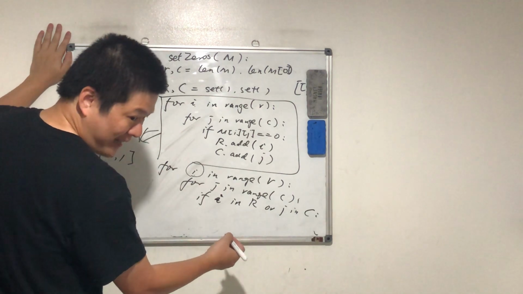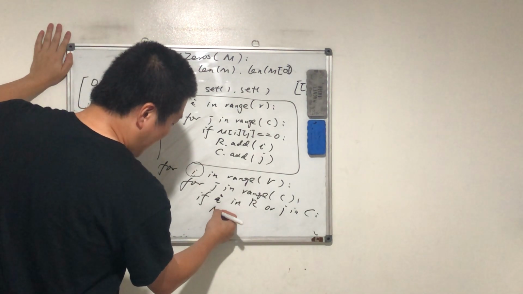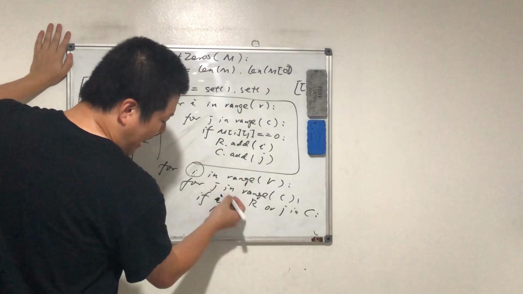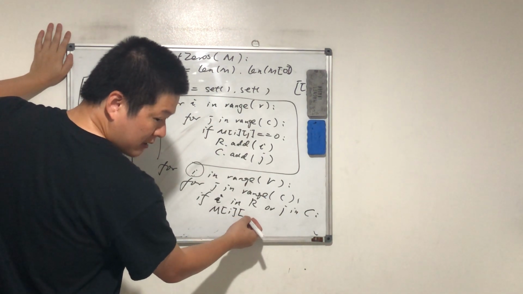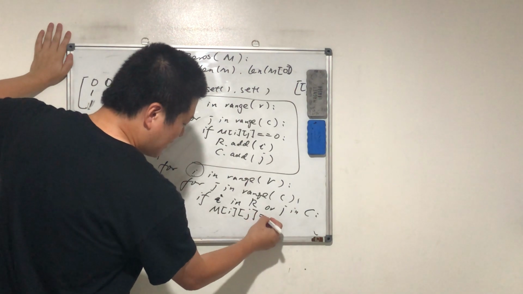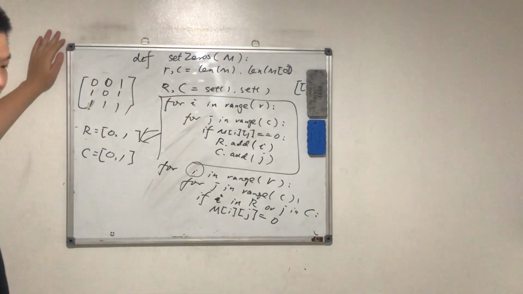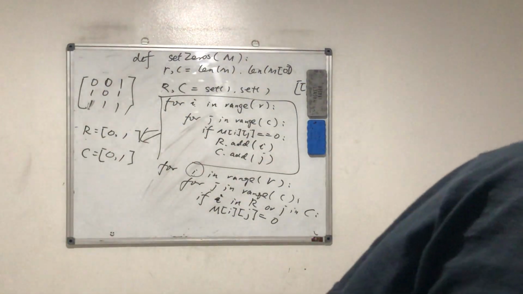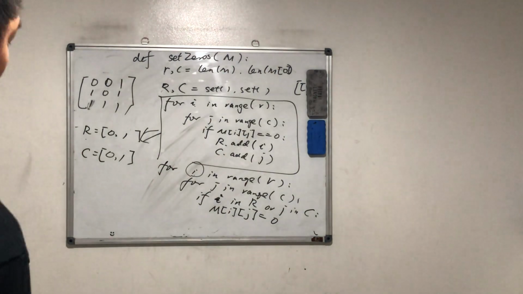We set it to 0, yeah? So how do we set it to 0? M[I][J] equals 0. Okay. Don't you return anything? No, actually we can return it or we don't return it. That's fine.